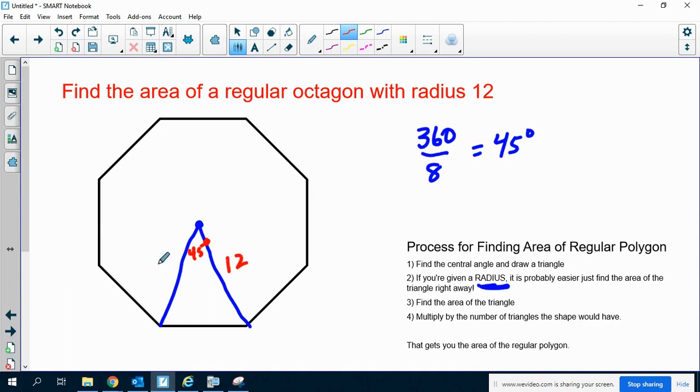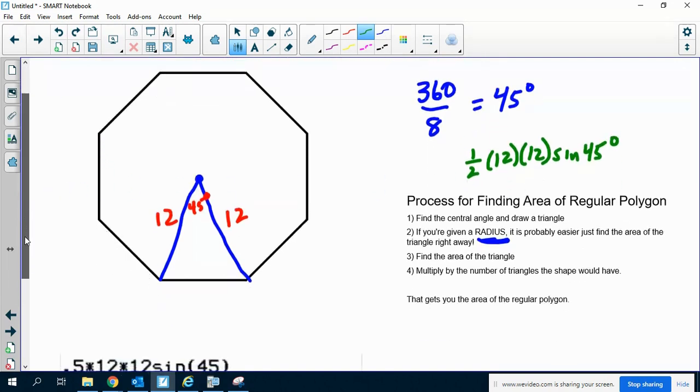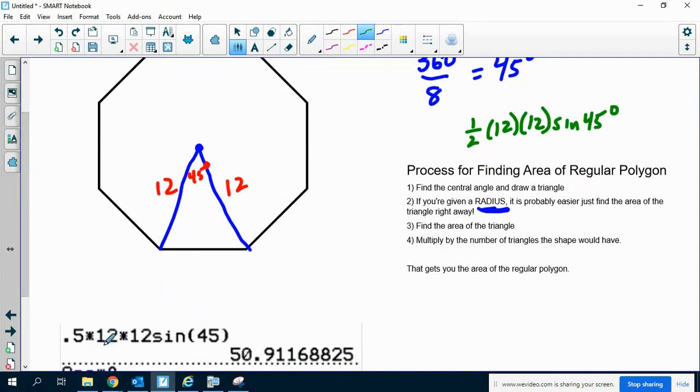I know the radius is 12, so I now have a 12 on both sides. So if I want to find the area of this triangle, all I have to do is 1/2 times 12 times 12 times the sine of 45. And that's exactly what I'm going to do. So 1/2 times 12 times 12 times the sine of 45. And that gets me 50.911.